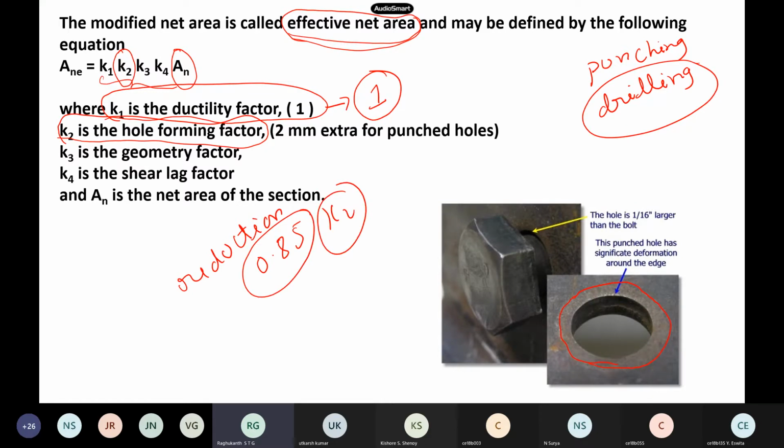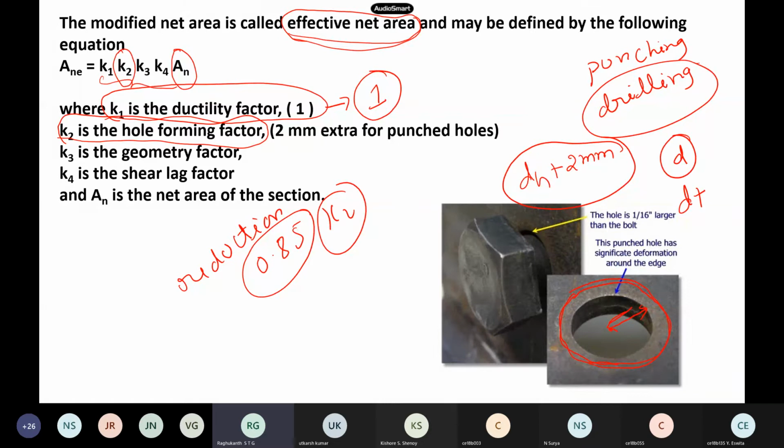What our code says is this. Suppose this is a hole and this is the diameter of the hole. If the diameter of the bolt is d, then the diameter of the hole will be d plus some clearance, as you have seen for standard holes, slotted holes and others. So we already give some clearance for the holes. Now, when you have a punched hole, what is the extra thing you have to do? Our IS code says this portion is getting damaged. So whatever diameter of the hole you calculated from the previous step, you add an extra 2 mm. This is the new diameter of the hole.